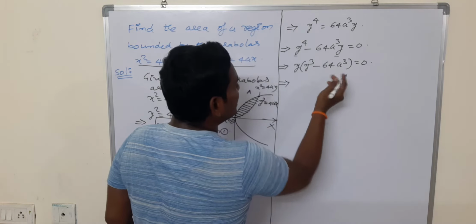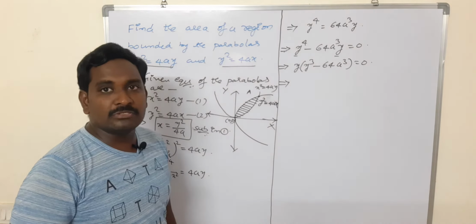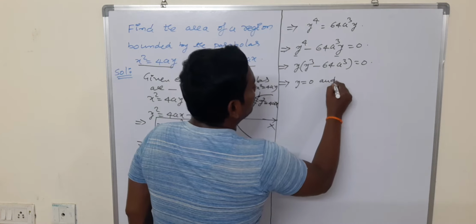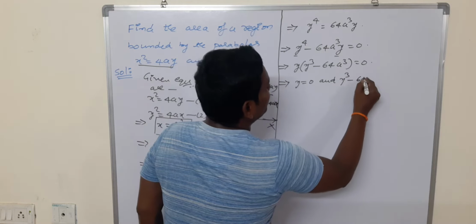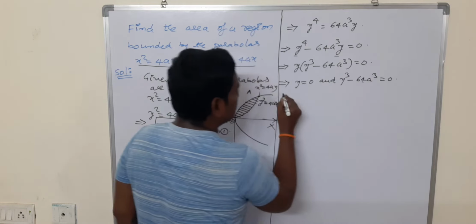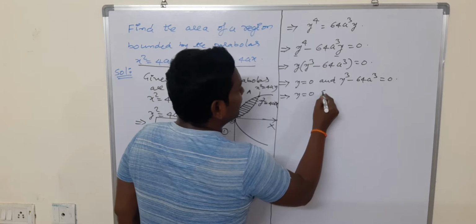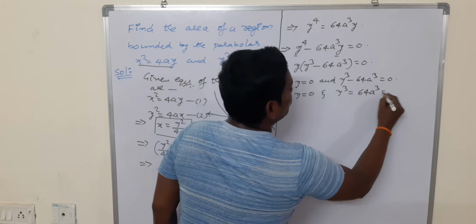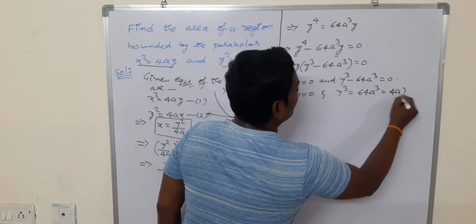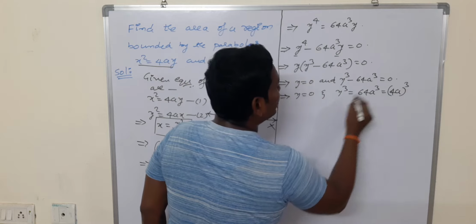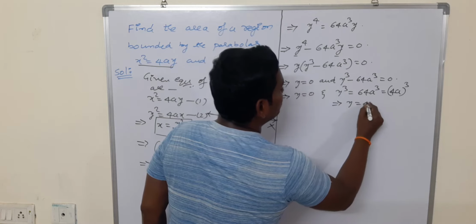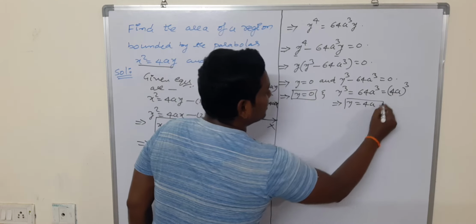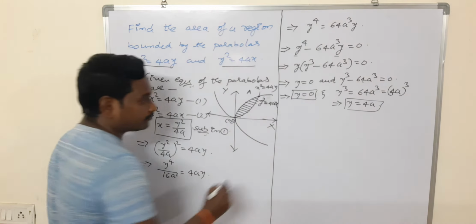So two factors are in product which are equal to 0. By using the algebraic properties, y is equal to 0 and y cube minus 64 a cube is equal to 0. So y is equal to 0 and y cube is equal to 64 a cube, which can be written as 4a whole cube. The cube gets cancelled, so you will get y is equal to 4a. So there are two values for y. One is 0 and another one is 4a.